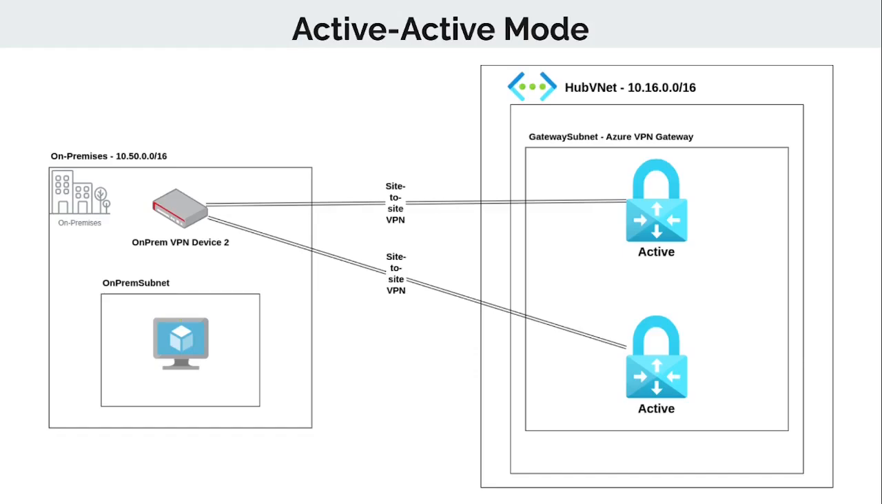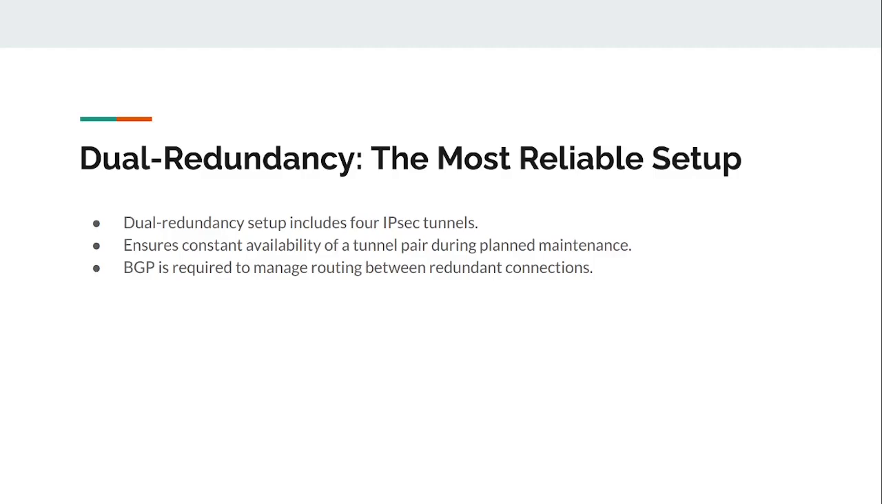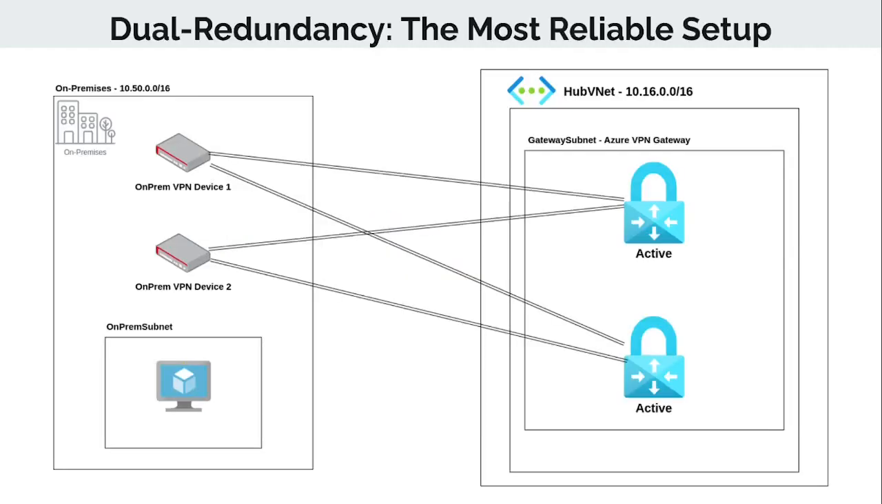For maximum reliability, you can implement dual redundancy on both sides, Azure and your on-prem network. This creates a full mesh topology with 4 IPv6 tunnels, providing always-on availability. Even during planned maintenance, you will have a pair of tunnels available to handle traffic. Here are some key requirements for active active mode. As with the active passive mode, BGP is required to manage the routing of these dual tunnels. Both VPN tunnels need to be configured to handle the same network prefixes with equal priority, ensuring a smooth traffic failover.